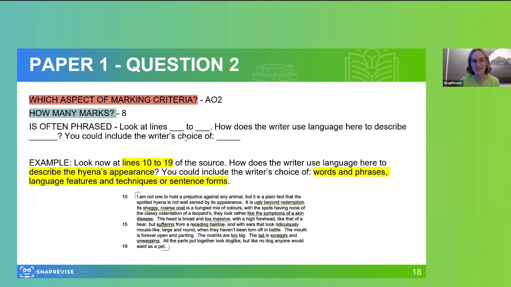Brilliant. What about the suffering from a receding hairline? Does anyone know what you could analyze in that section? Suffering from a receding hairline. Other than the image that comes into your head, what technique do you think that might be, or what effect would you say that has on you as the reader? What kind of tone does it give?